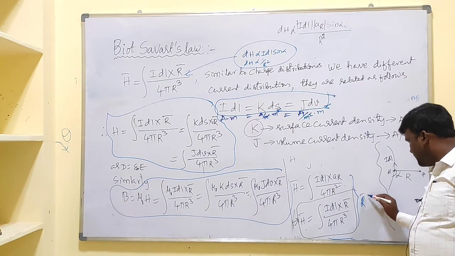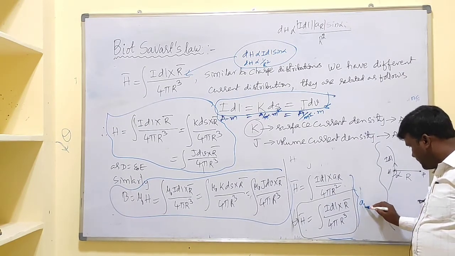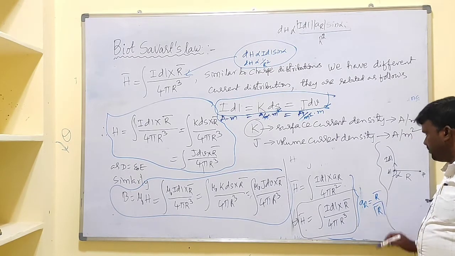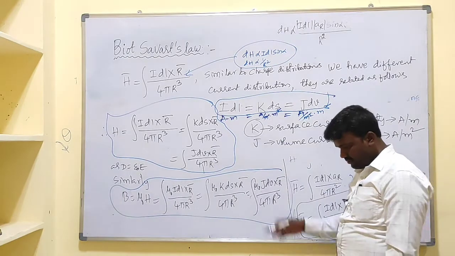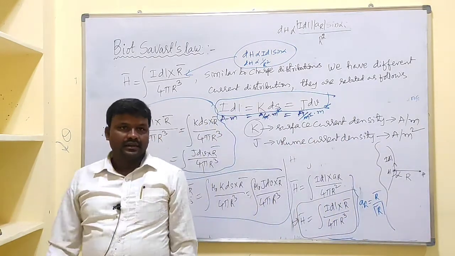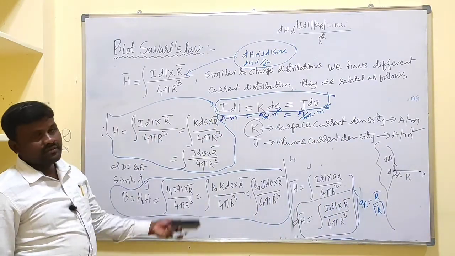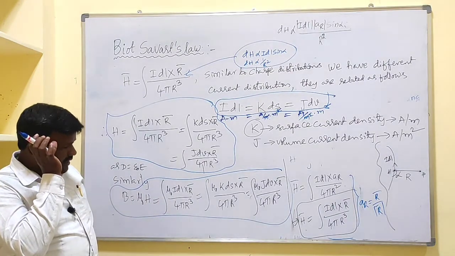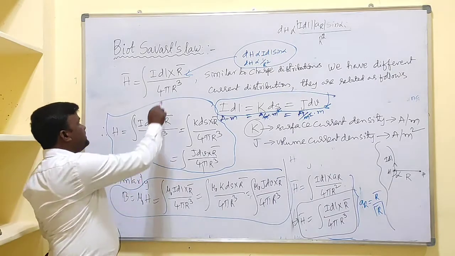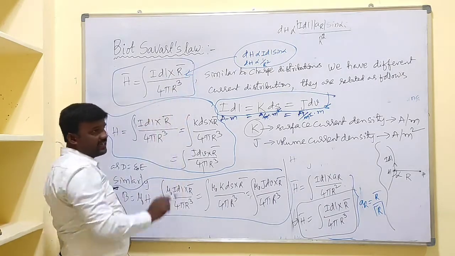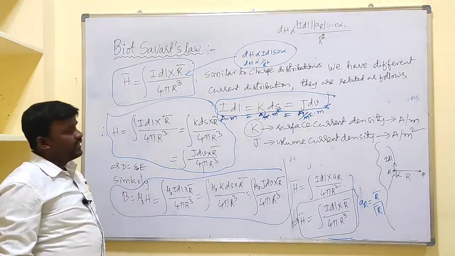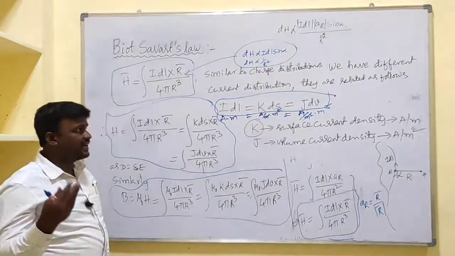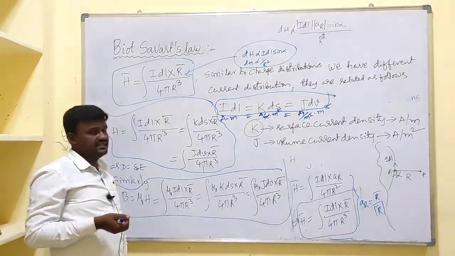aR is nothing but the unit vector along the R direction, that is R bar by mod R bar. Okay, this is all about Biot-Savart's law. We will meet in the next one. By using Biot-Savart's law we can find the magnetic field intensity H due to an infinite straight current carrying conductor.